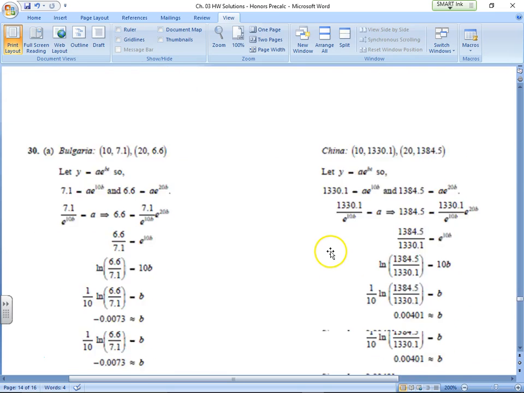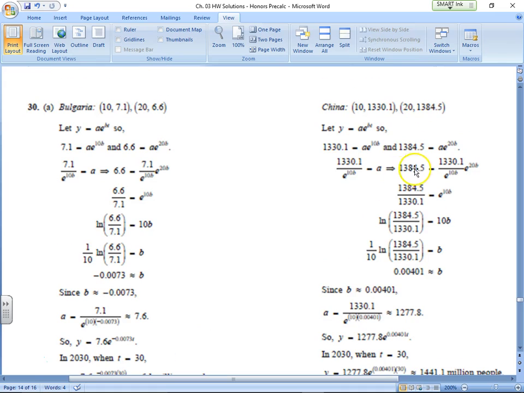Oh, wait. Where's 30? There he is. Now, remember the book? They show everything. Hold on. Calm. For every country, how much information did they give you? 2 facts. 2 different times and 2 different populations at those times. Okay? 2 different times and 2 different populations at those times.